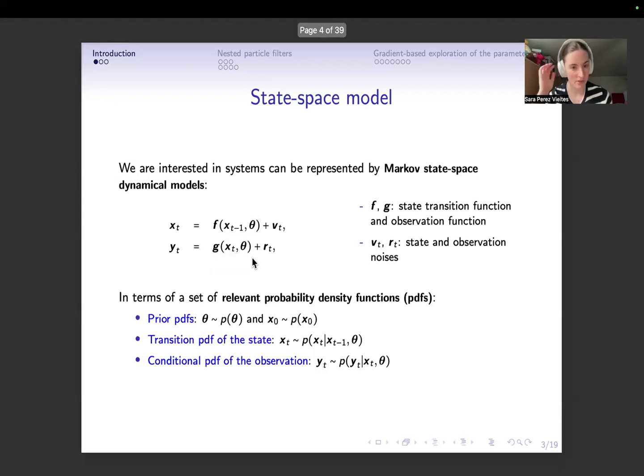In terms of probability density functions, what we have with this state space model is a prior distribution for the parameters theta and the initial state x0. And then we also have available the transition PDF of the state and the conditional PDF of the observation, that is yt conditional on state and parameters. That is going to be our likelihood. Okay.